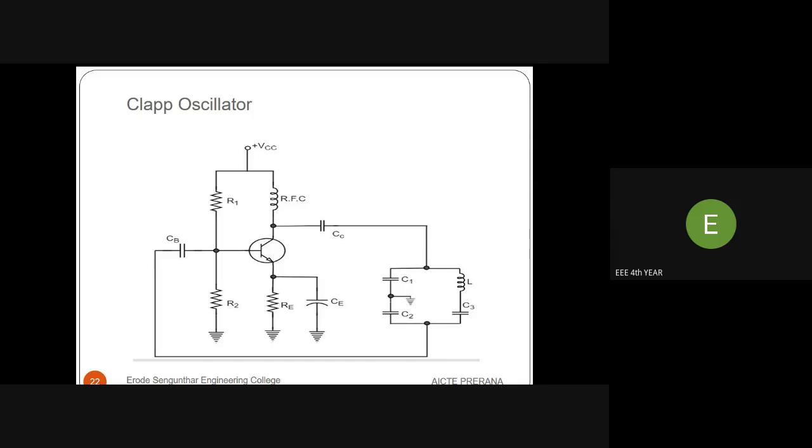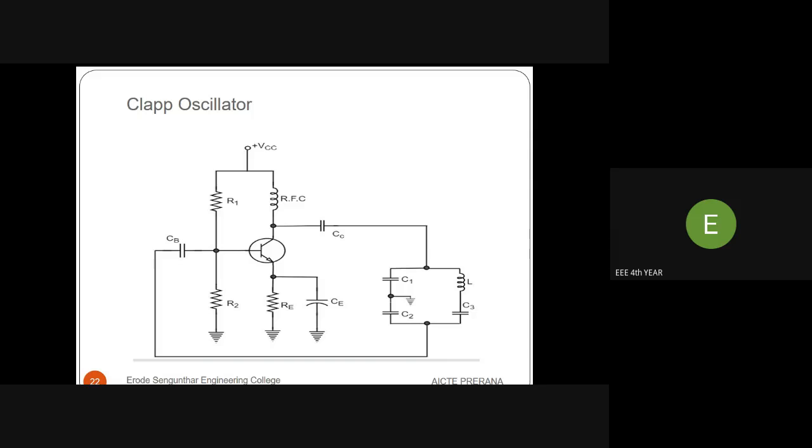When the supply is switched on, the capacitor is charged. Once the capacitor is fully charged, it discharges through the inductor. So this produces damped oscillation. The amplifier circuit compensates for the losses and the total circuit gives sustained oscillation.